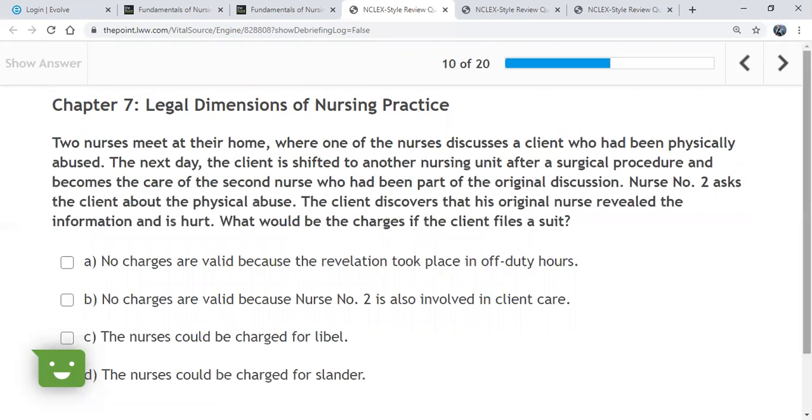Two nurses meet at their home where one of the nurses discusses a client who has been physically abused. The next day, the client is shifted to another nursing unit after a surgical procedure and becomes the care of the second nurse, who had been part of the original discussion. Nurse number 2 asks the client about the abuse. The client discovers that his original nurse revealed the information and is hurt. What would the charges be if the client follows suit?